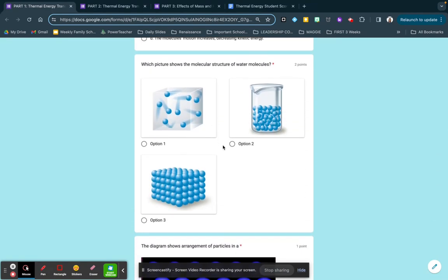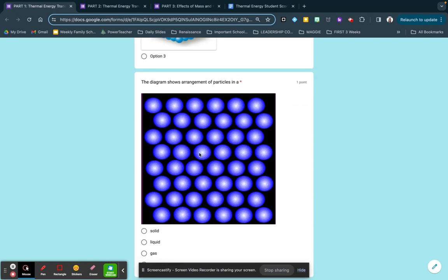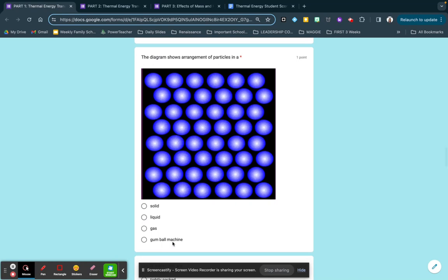Which picture shows the molecular structure of water molecules? So which one of these is the molecular structure of water molecules, or at least a cartoon representation of it? The diagram below shows an arrangement of particles. You could also say molecules. We say that a lot in class, okay? Does this look like a solid, a liquid, or a gas? Or does it look like a gumball machine?